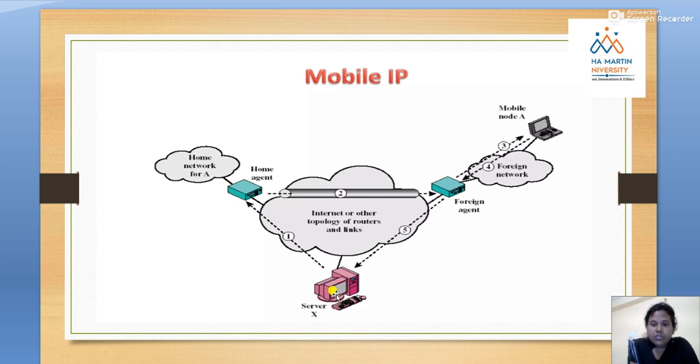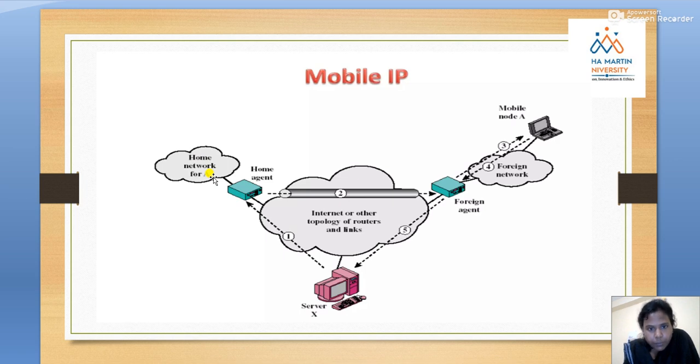Now suppose the corresponding node wants to communicate with the node which is present in the home network, and suppose the mobile node's name is A. So the first work of the corresponding node is to send the message, the original data. The corresponding node sends the message to the home agent, because the home agent is connected to the home network. If the node is present in the home network, then it will receive the message from the corresponding node, and communication will be successfully done.